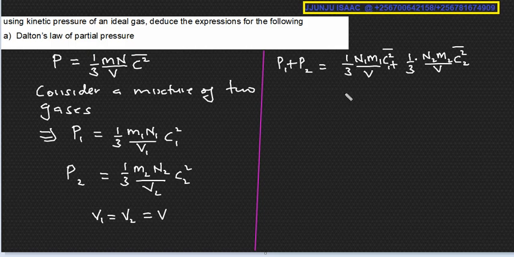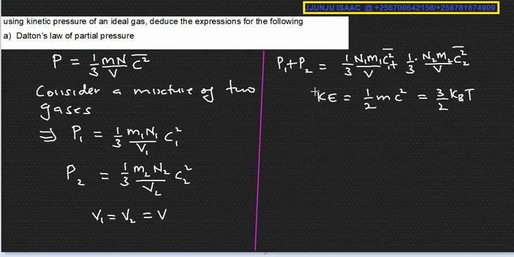Okay, so the volume is the same. Now we are going to bring in the temperature. We know that kinetic energy is equal to a half mc squared, and this is equal to 3 over 2 kB times T.